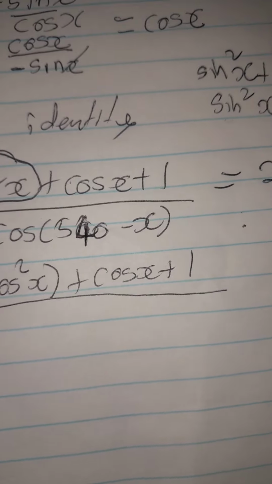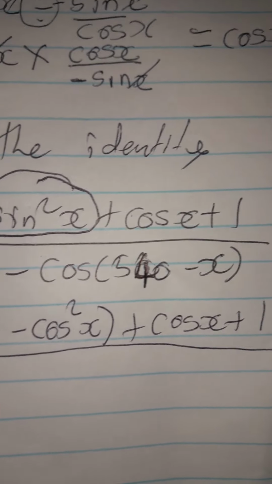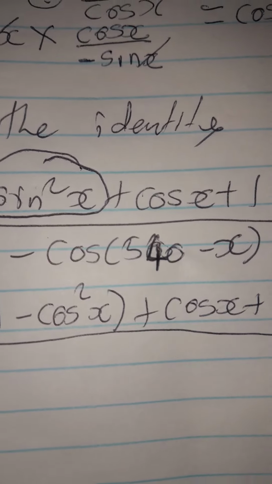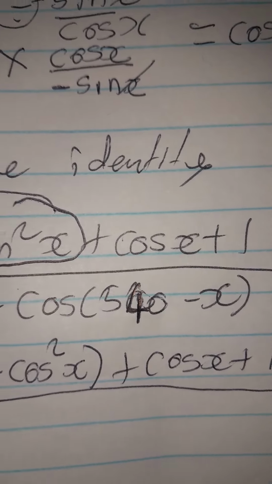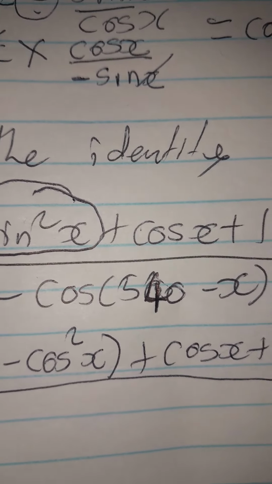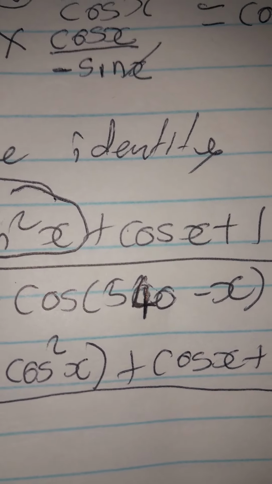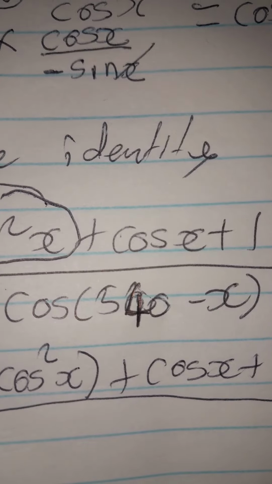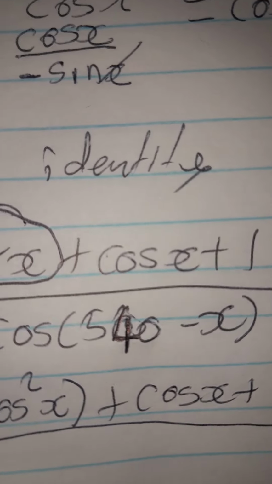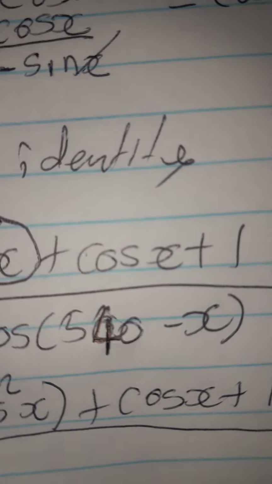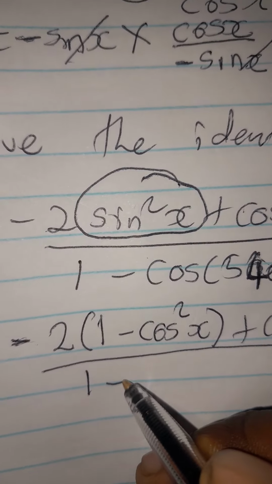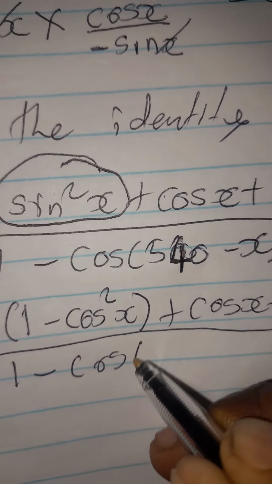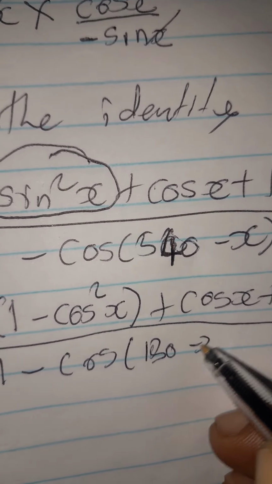All right, then we can change the denominator. It's this 540. That's huge. Whenever an angle is greater than 360, keep subtracting it by 360. So in this case, we are going to say 540 minus 360. That will be 180. So we are going to say cos of 180 minus x.